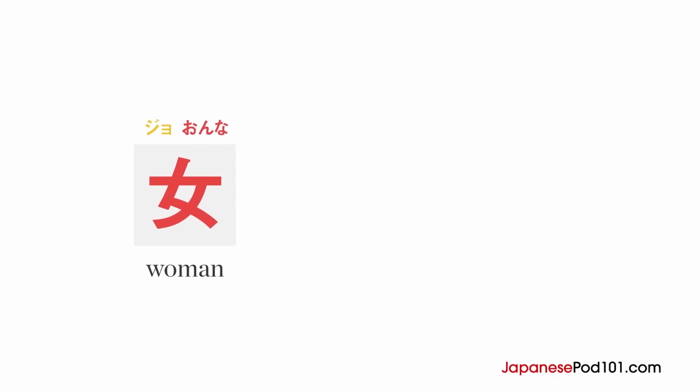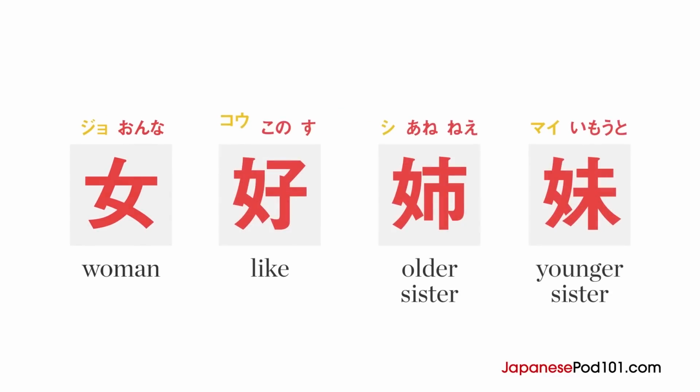When the woman radical is on its own, it can be read as jo for the on reading and onna for the kun reading. In the case of the original examples, common readings are ko, kono, su, for the kanji meaning like, shi, ane, ne, for the kanji meaning older sister, and mai, imoto, for the kanji meaning younger sister.